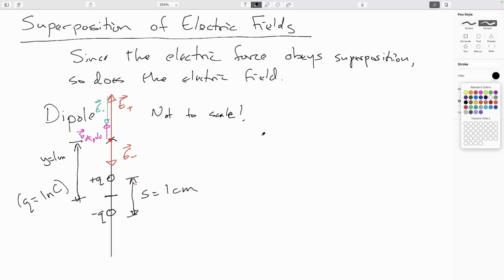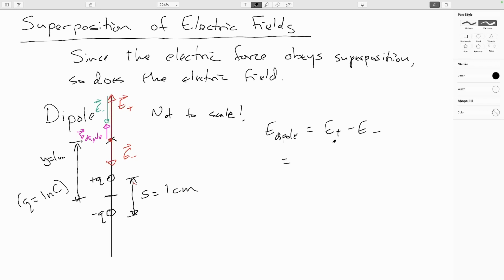So the electric field for the dipole in magnitude is going to be the magnitude of E plus minus the magnitude of E minus, because E minus is pointing down. All right, so this is our point charge here. So the first distance we care about for figuring out a strength is going to be this distance right here.